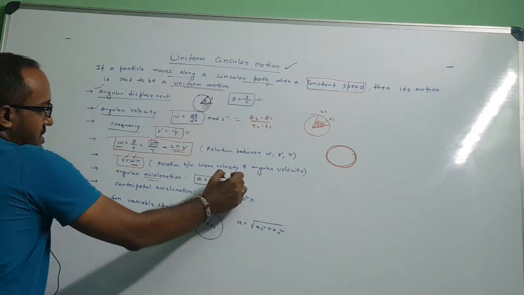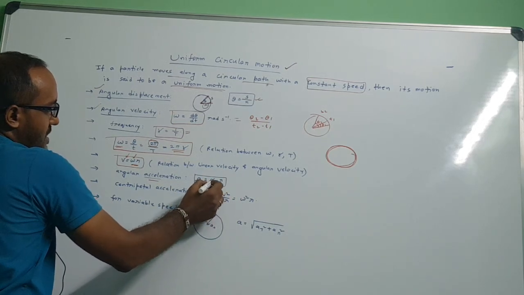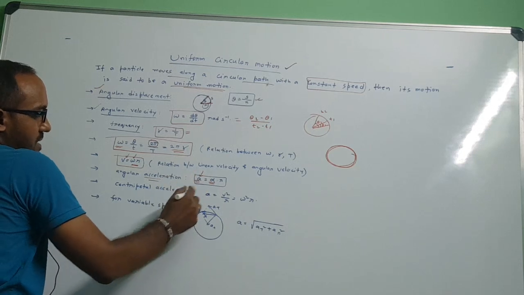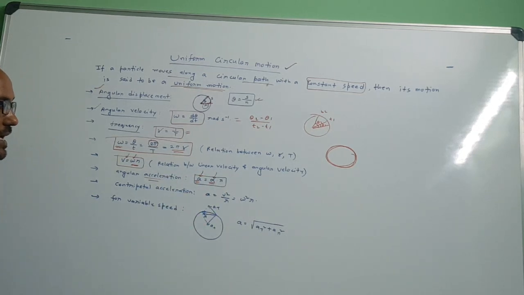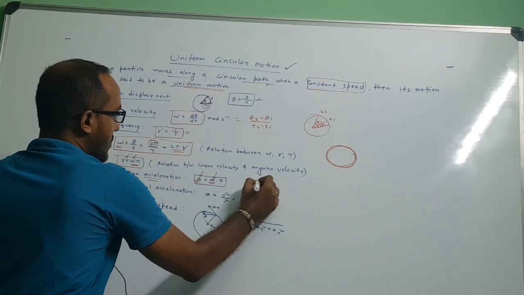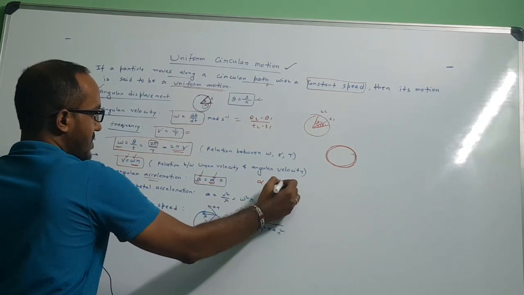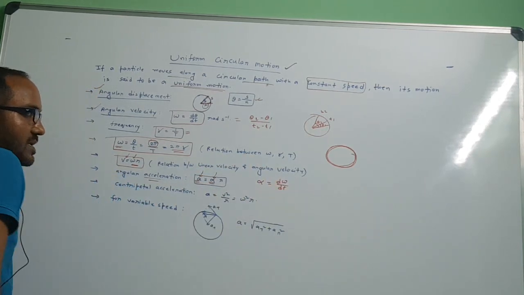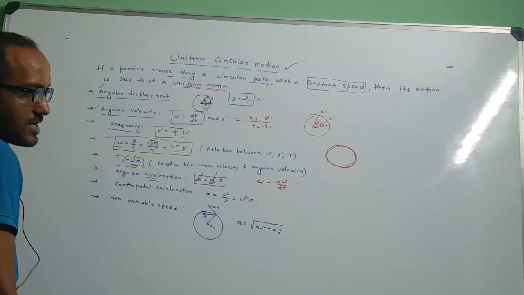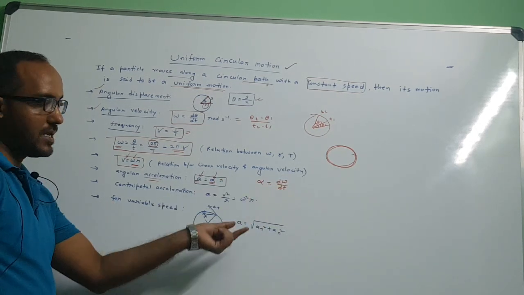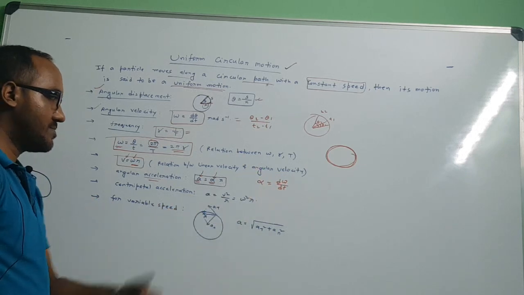And there is a relation between angular acceleration and linear acceleration. This a is your linear acceleration and this alpha is your angular acceleration. Now if you want to derive, what is angular acceleration? That is angular velocity by time. This is same as linear acceleration, right? Acceleration is velocity by time, so here it is angular acceleration, so angular velocity by time.